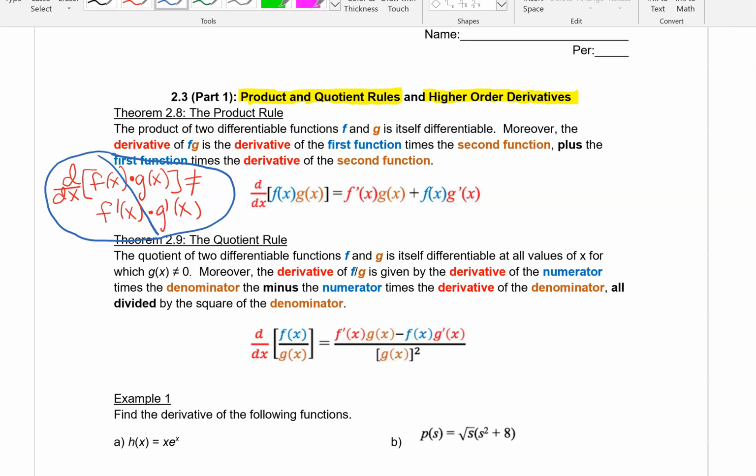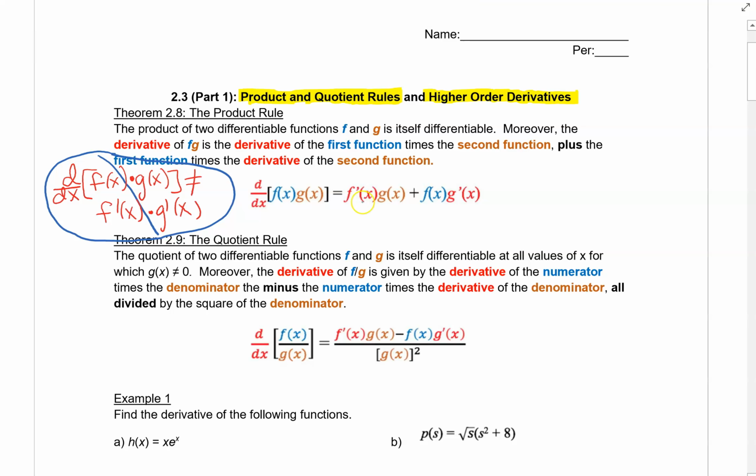Here's what you're going to have to do. You're going to have to take the derivative of the first times the second plus the derivative of the second times the first. That is what the derivative of a product of two functions turns out to be, okay?